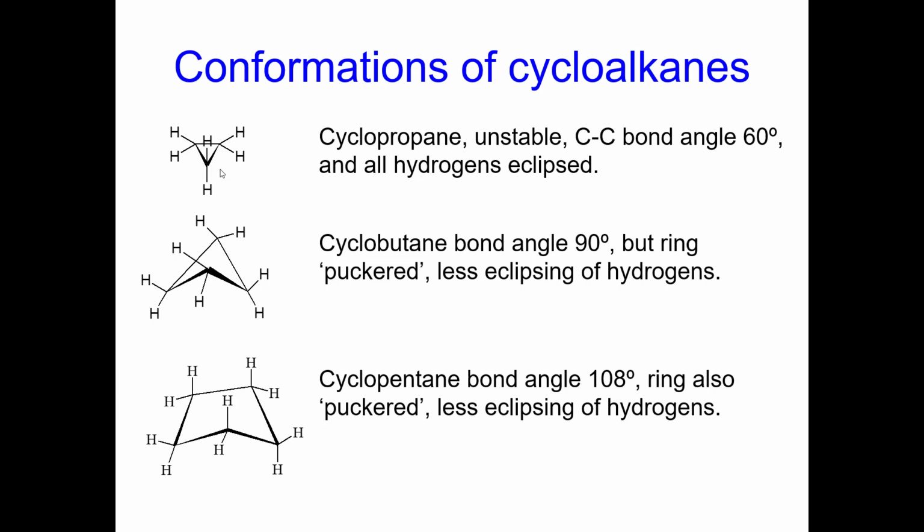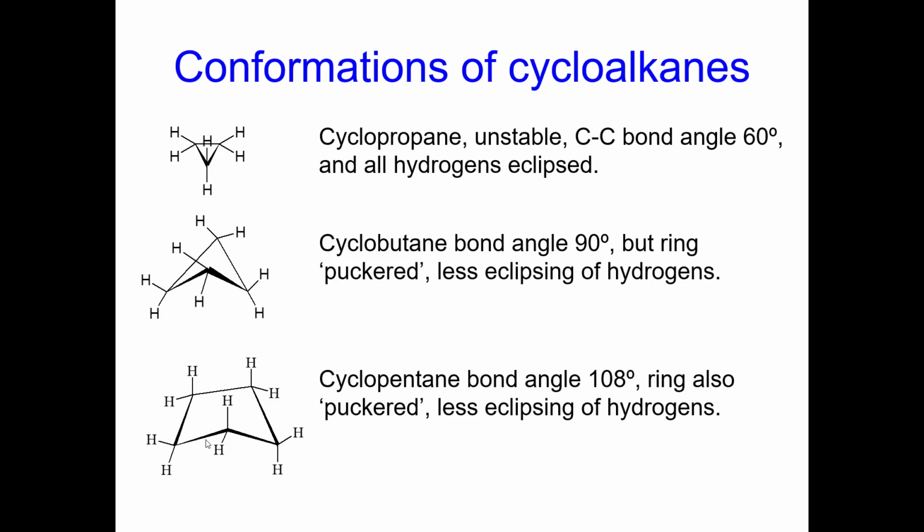We have cyclopentane. So again, a far cry from the pentagon that we usually draw, okay, that flat shape that we usually draw. This time we have puckering again, okay, so slight bending in that structure. We have an increased bond angle, and again, we have less eclipsing of our hydrogens. So this puckering, this increase in bond angle is increasing the stability and reducing the eclipsing of our hydrogens.